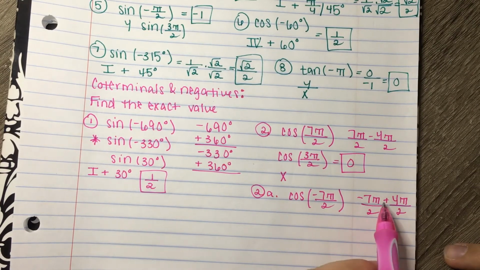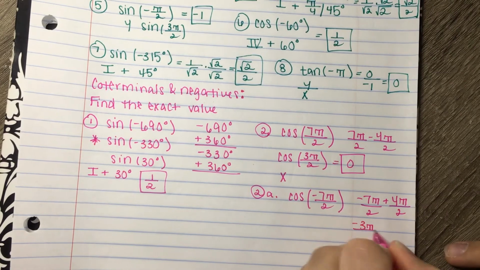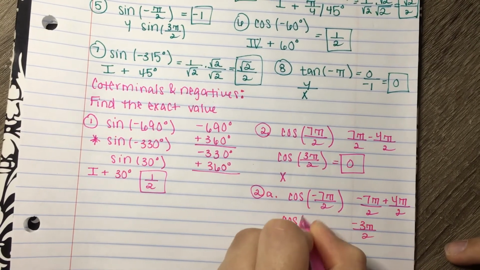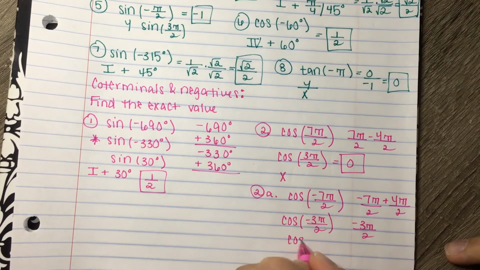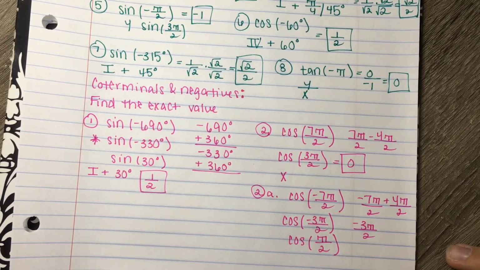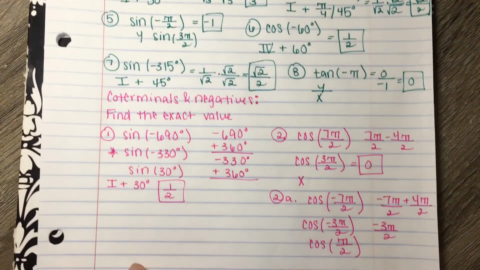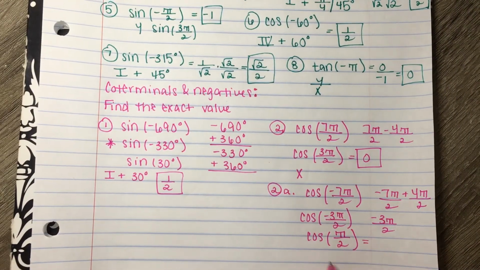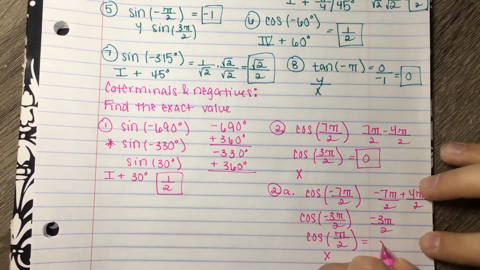Okay, so negative 7 pi over 4, we find a coterminal. This is going to be the same as negative 3 pi over 2, cosine of negative 3 pi over 2. And then I can add, if I'd like, 1 more 2 pi, and that's going to be cosine of pi over 2. It's going to be the exact same answer. All right, you can see here at negative 3 pi over 2, it's the same as pi over 2. So I'm looking for that x-coordinate at pi over 2, and I can see my x-coordinate is 0. All right, so there's another example.